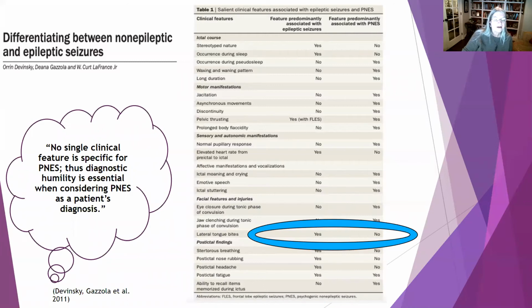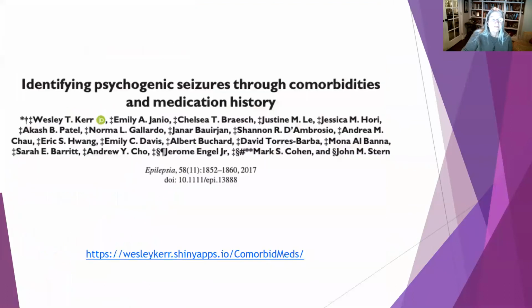If you go down to lateral tongue bites, if they're on the side of the tongue, that is often something we see in epileptic seizures, and we don't see it very often in non-epileptic seizures. But no single one of these symptoms is going to obey the rule 100% of the time and always lead you to the right diagnosis, which is why we end up having to use video EEG.